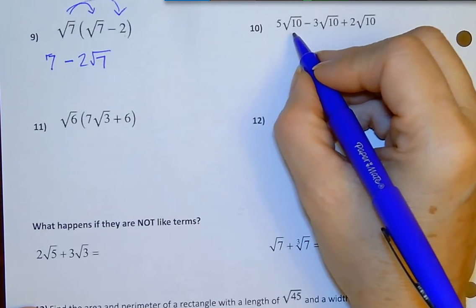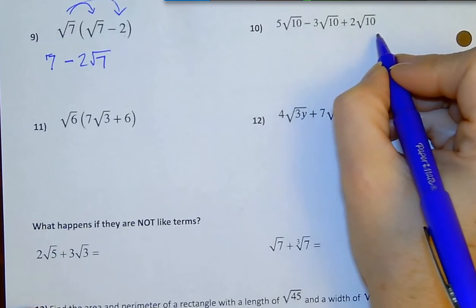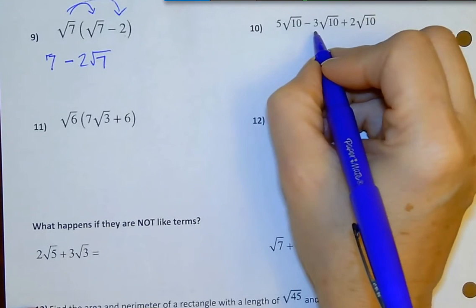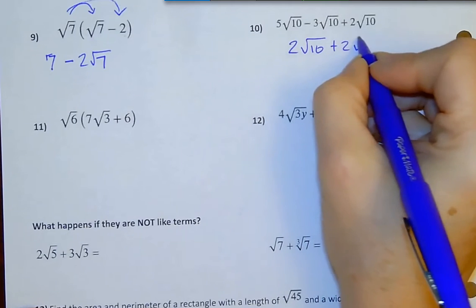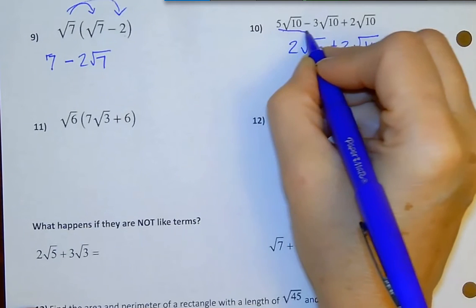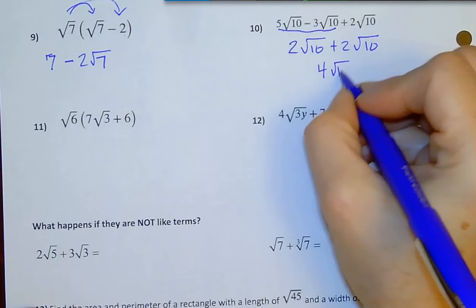Okay, over here I had 5 times the square root of 10 minus 3 times the square root of 10 plus 2 roots of 10. So I had 5, I took away 3, and I have 2 roots of 10 plus 2 roots of 10. I just did that first. 2 roots of 10 plus 2 roots of 10 is 4 times the square root of 10.